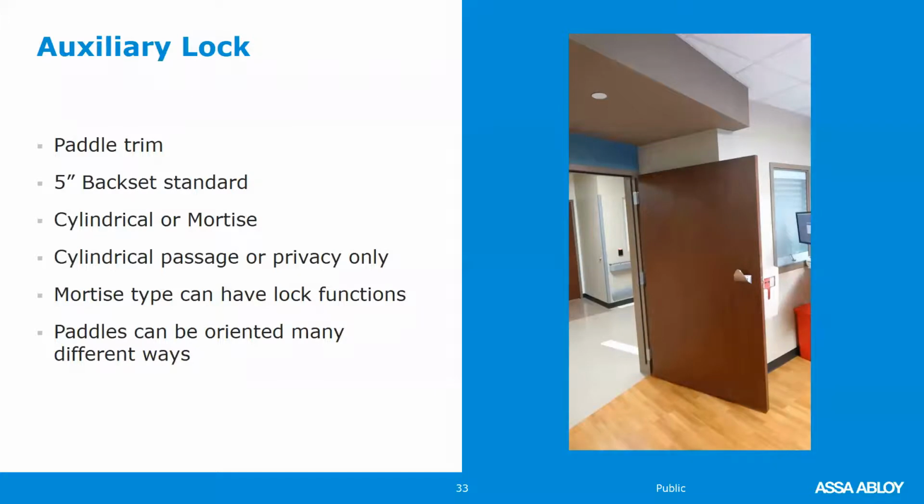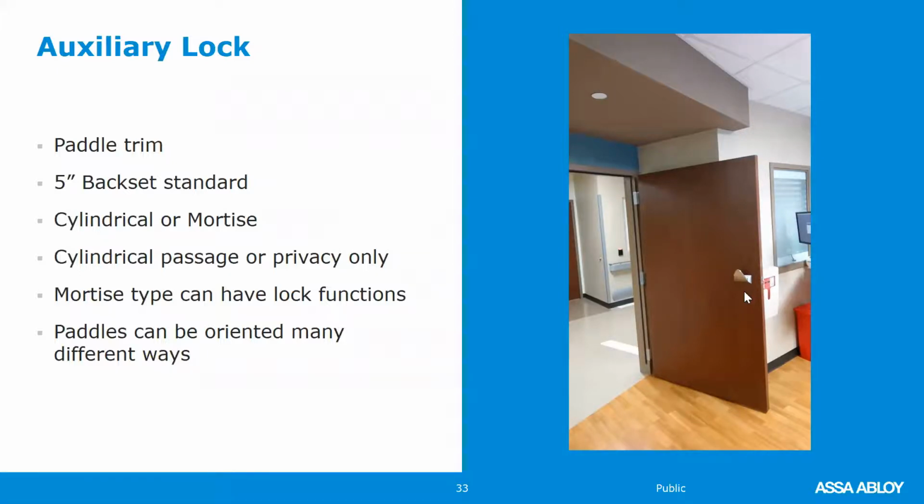Auxiliary locks, like the hospital latch, are typically used in any push-pull type door, but where you want the door to latch. They're called hospital latches. They can be with cylindrical or mortise. If it's cylindrical, then it's typically a 5-inch back set. If it's a mortise lock, it's going to be a 2 3/4-inch back set. But you can use your elbow or the crook of your arm to pull or push this door open.